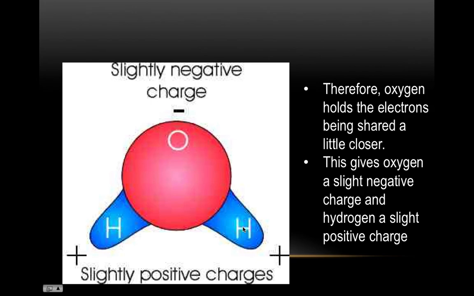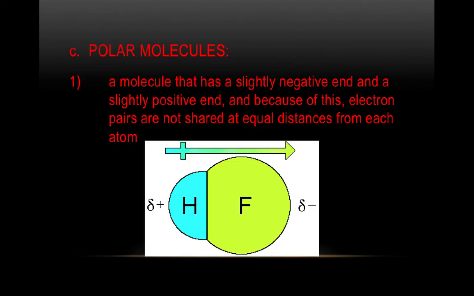When it does that, my oxygen side of my water becomes slightly negative because those electrons are closer, and my two hydrogen sides become a little more positive because that proton force in the nucleus is more positive and the electrons are further away. We call this a polar molecule, and we've talked about this a little bit in science class. So anything that's water-based is polar, and that's just a molecule that has a slightly negative end and a slightly positive end. And because of this, electron pairs are not shared at equal distances from each other.